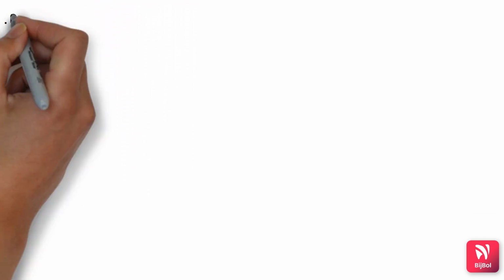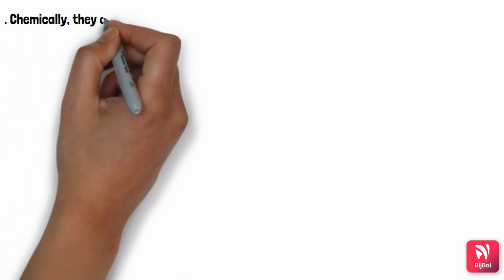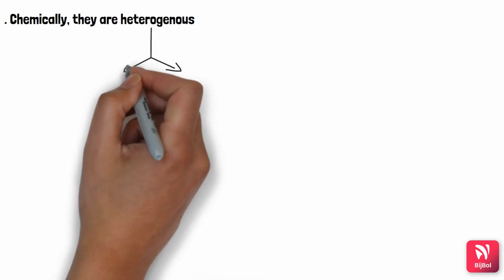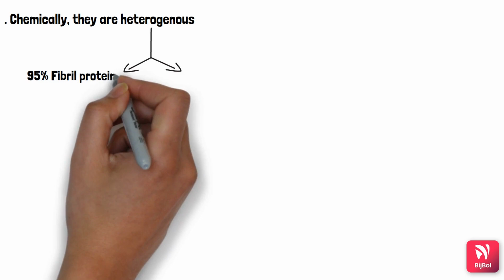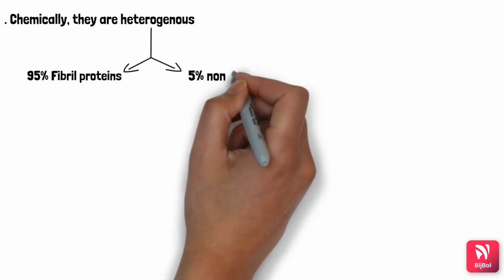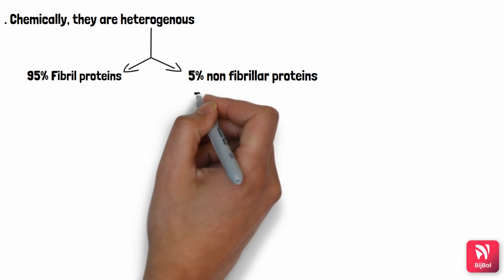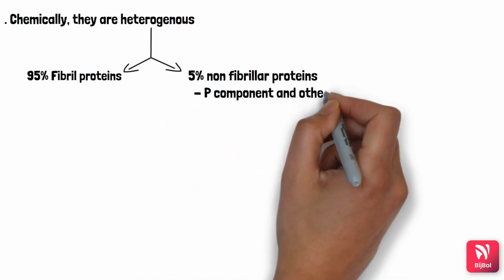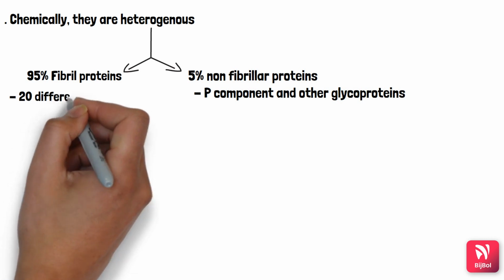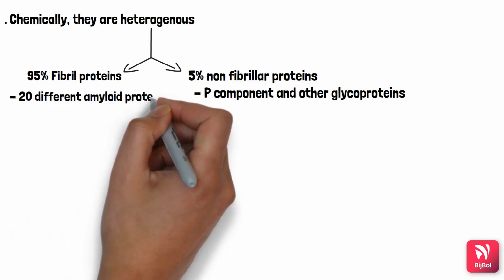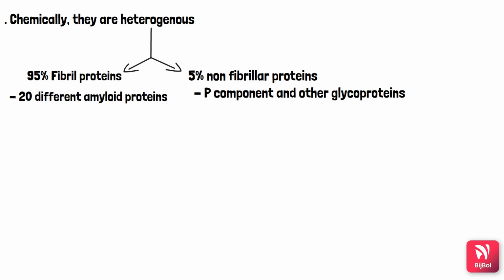Whereas the chemical nature of amyloid, there are different forms and it is heterogeneous in nature. So each form of amyloid is different. They are broadly divided into fibrillar and non-fibrillar, of which 95% is fibril proteins and 5% is non-fibril proteins, which contain P component and some other glycoproteins. But what we are concerned about is the 95% fibril proteins, which contain 20 different forms of amyloid proteins, of which we are going to discuss the main important ones.